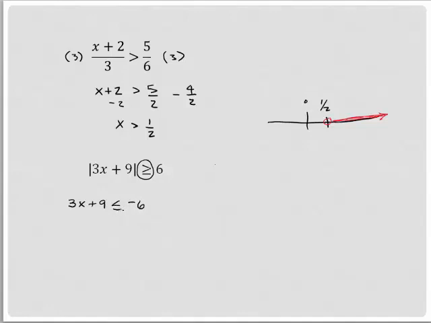Okay. And our other equation is 3x plus 9 is greater than 6. These are the two extremes, negative 6 and 6. When it's greater than, it has two extremes. Let's plot this. Oh, we better figure it out first, right? Subtract 9.